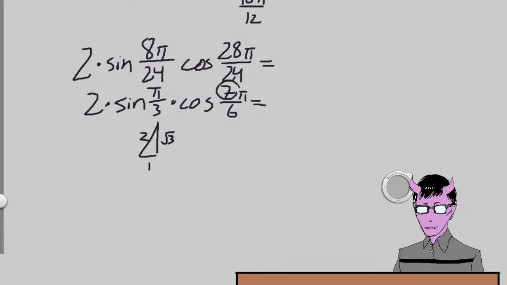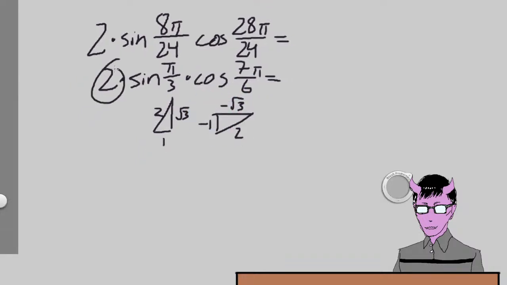And then cosine, this is 1 past 6, so that's going to be in quadrant 3. All negatives for the adjacent and opposite, not the hypotenuse. Alright, so we have 2 times sine of that times cosine of this one.